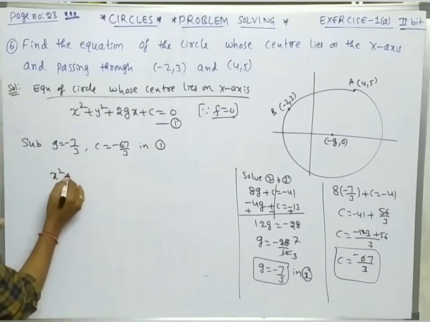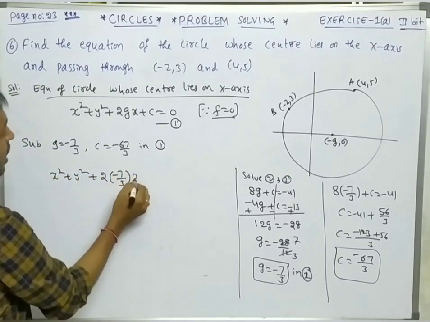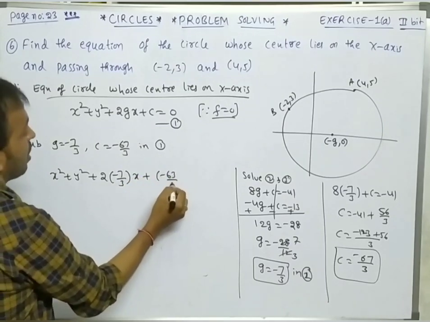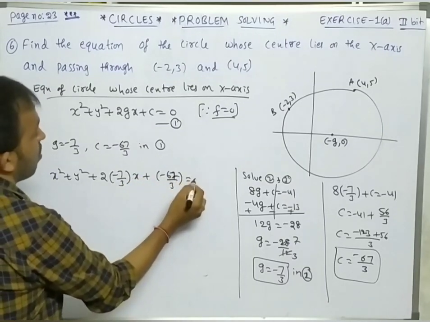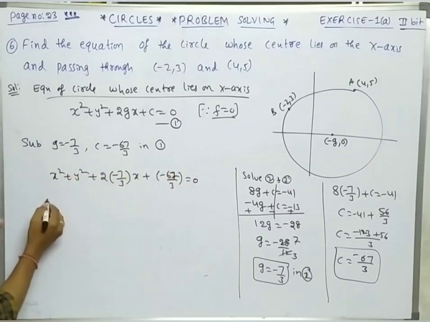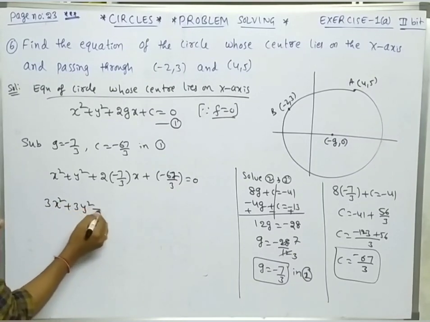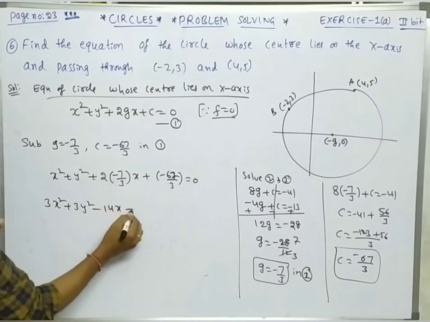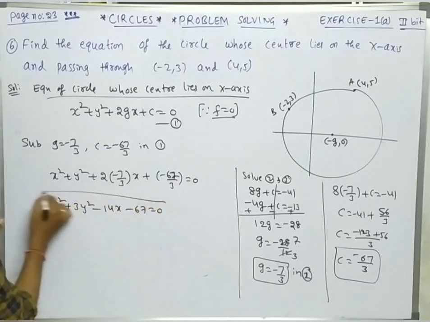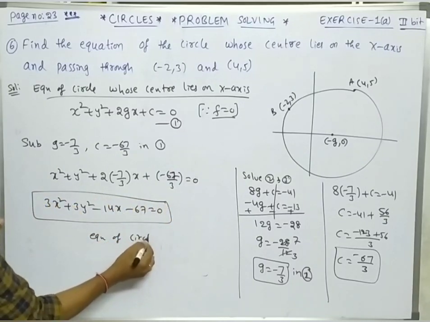You will get x square plus y square plus 2gx plus c is equal to 0. Take 3 as LCM, otherwise multiply total terms with 3. You will get 3x square plus 3y square minus 2 7s are 14x minus 67 is equal to 0. This is the equation of circle with 3 conditions.